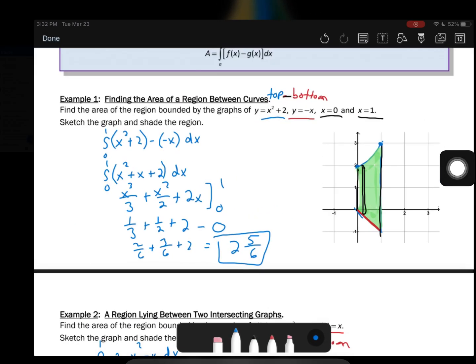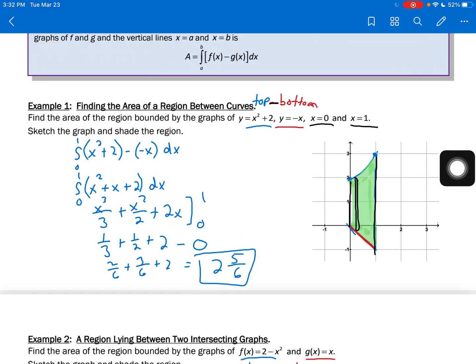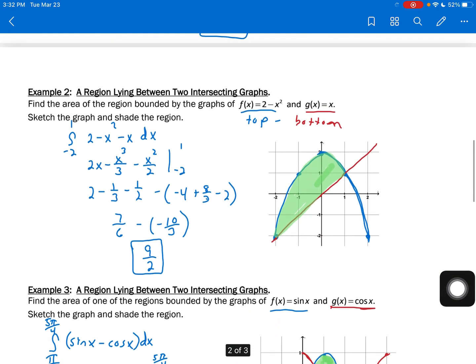Okay, many of these would be non-calculator questions, but as we're practicing, I'd encourage you to just go ahead and check your answer with your calculator on some of these.